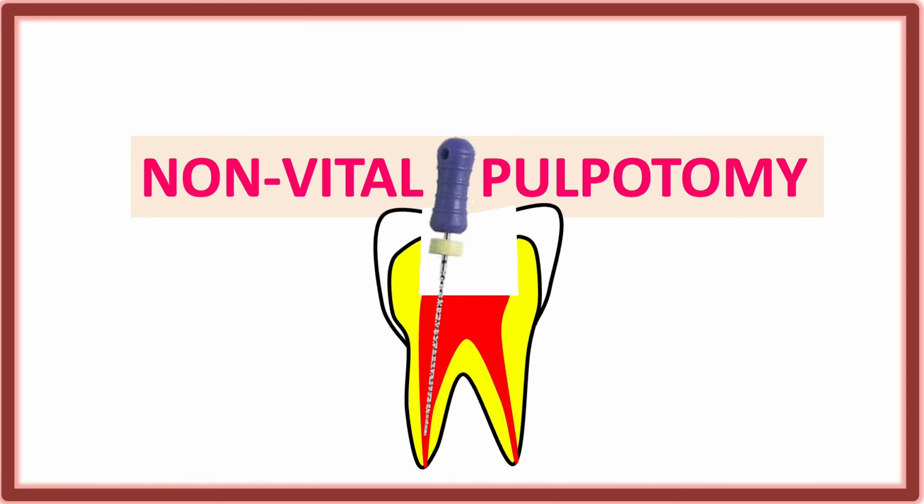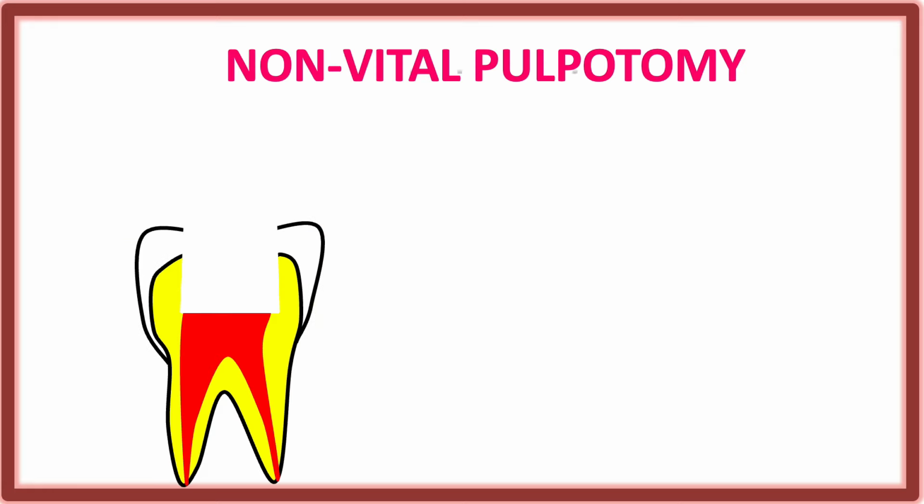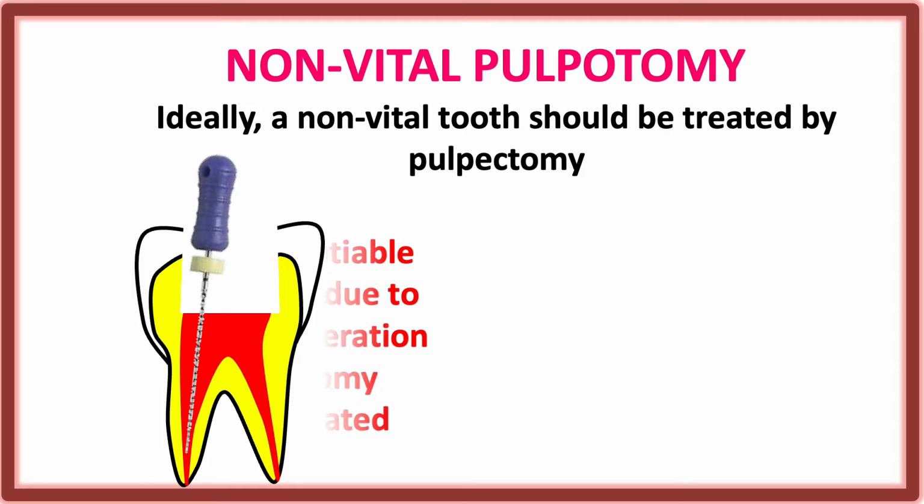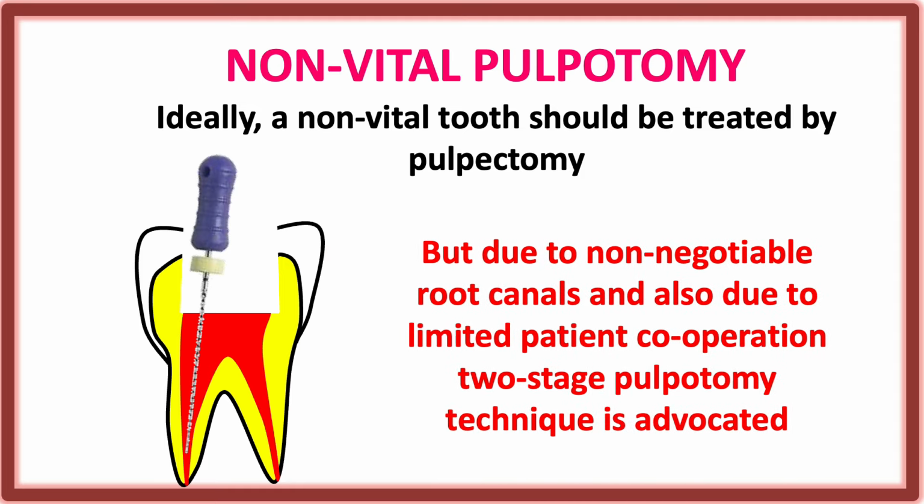Now let's begin with the mortal or non-vital pulpotomy. So what is non-vital pulpotomy? Ideally, we all know a non-vital tooth should be treated by a pulpectomy or endo treatment. But in the case of a young permanent tooth, we go for non-vital pulpotomy instead of pulpectomy. Why? Because of non-negotiable root canals and also due to limited patient cooperation.